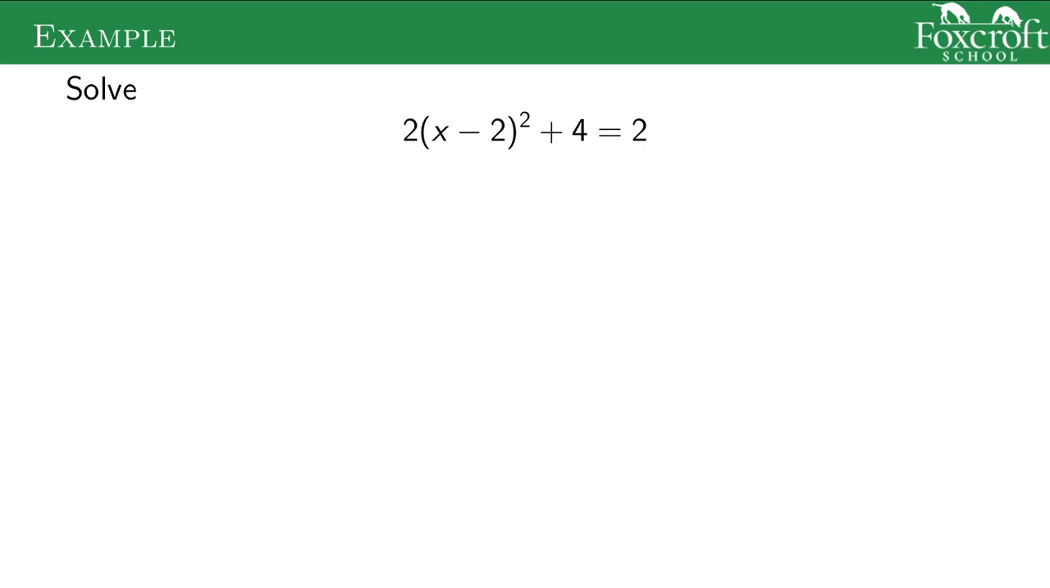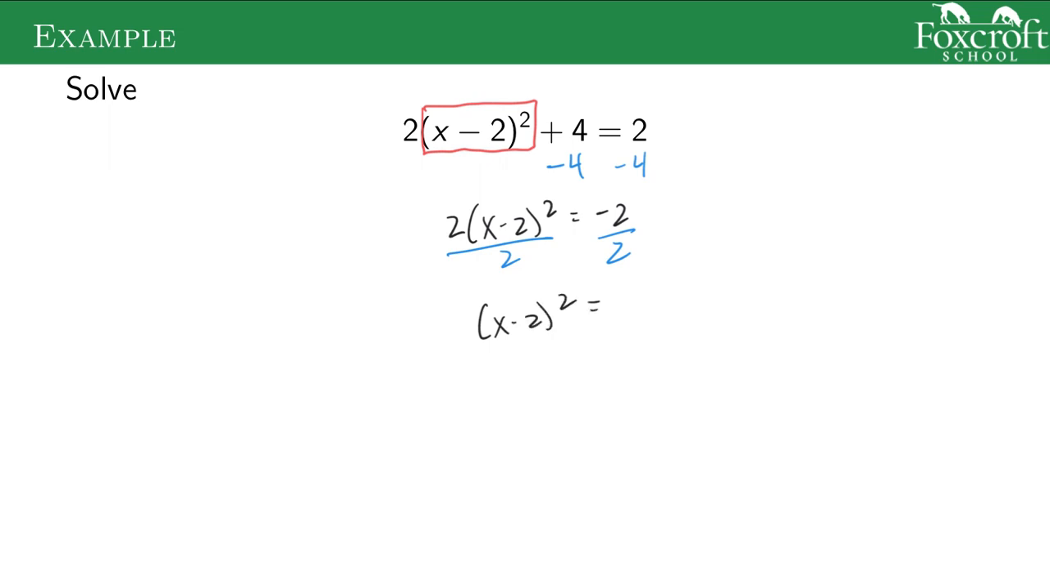All right, so I'll do one more example, but very similar to the last one. We have this thing being squared, so we want to get that by itself. We do addition and subtraction first. So the first thing I'm going to do is subtract 4 from both sides. And now I need to get rid of that 2 on the outside. So I'm going to divide everything by 2 because it's being multiplied by the thing being squared.